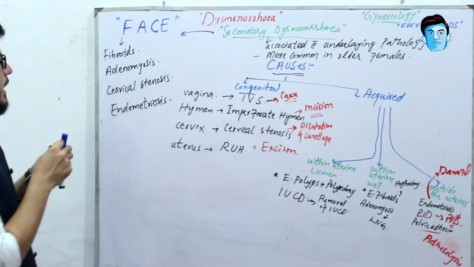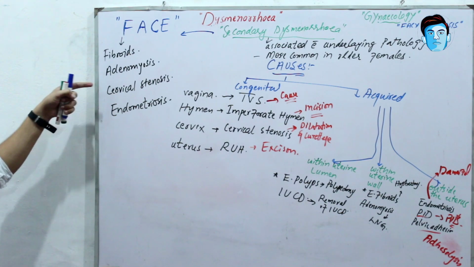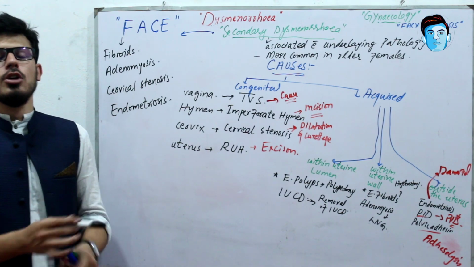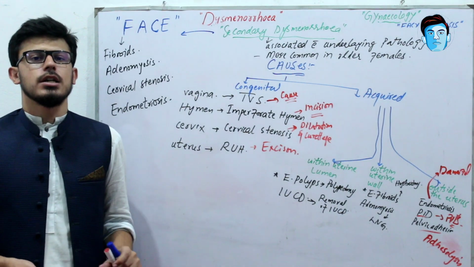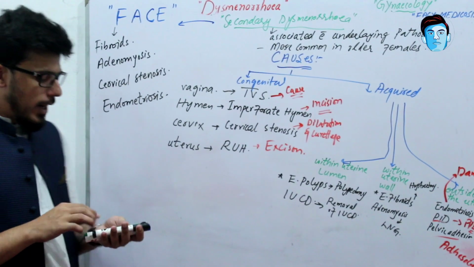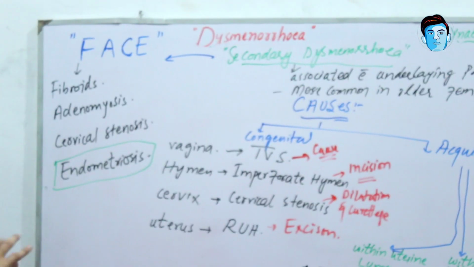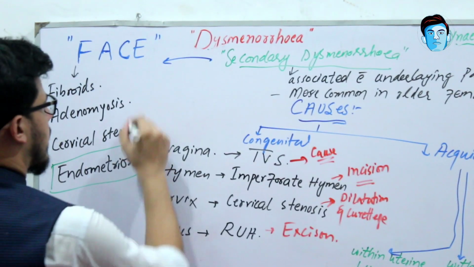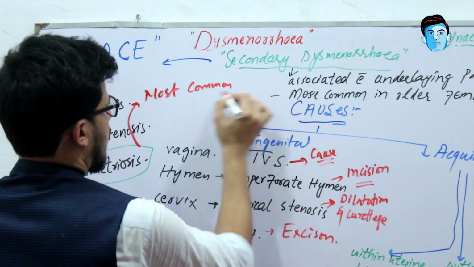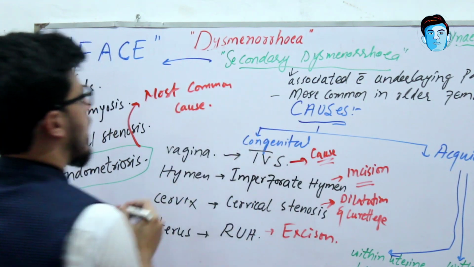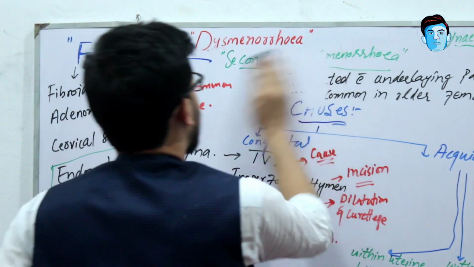So what are the major causes for the secondary dysmenorrhea? That is fibroids, adenomyosis, cervical stenosis, and endometriosis. There is another question: what is the most common cause for the secondary dysmenorrhea? The answer is endometriosis. So endometriosis is the most common cause for secondary dysmenorrhea. So students, that's all about the causes for the secondary dysmenorrhea.